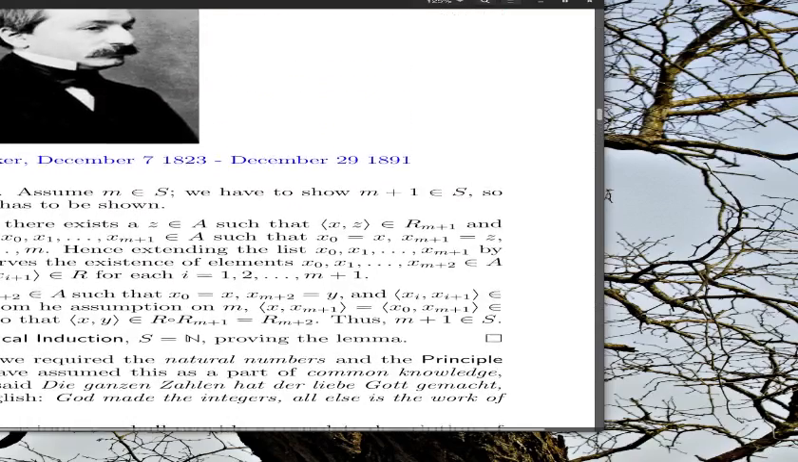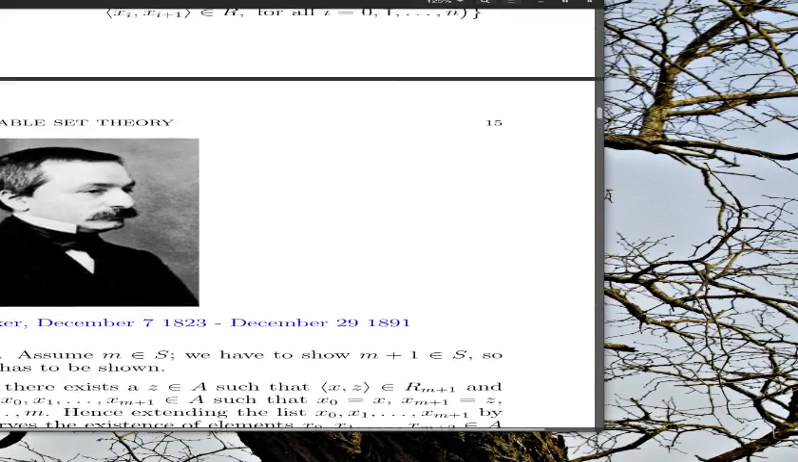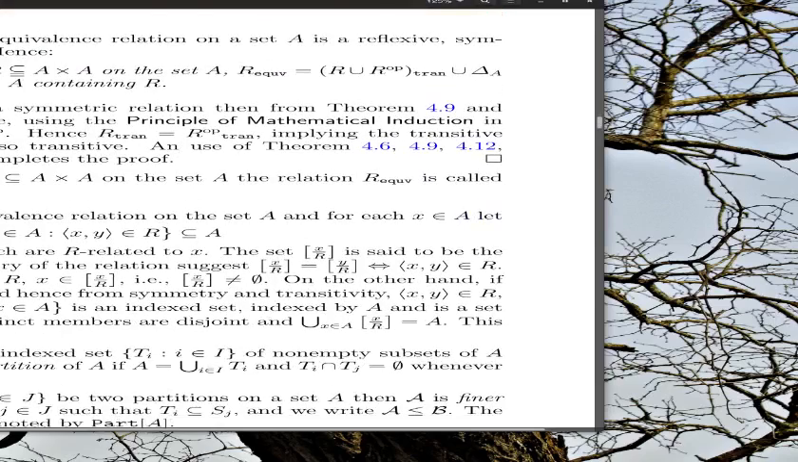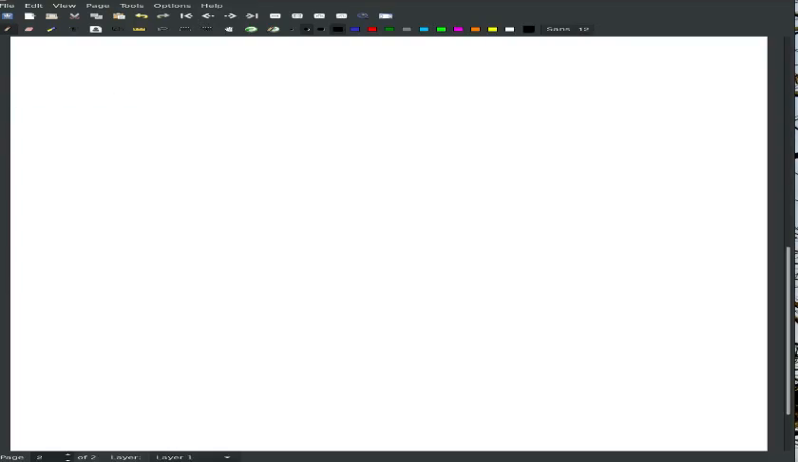Now, see, equivalence relations, the first thing is, as already said, that an equivalence relation is reflexive plus symmetric plus transitive.